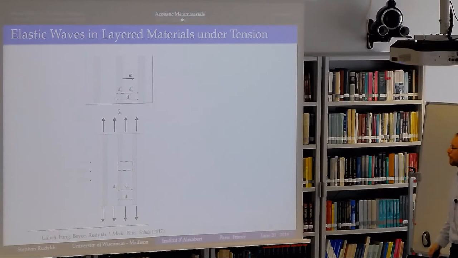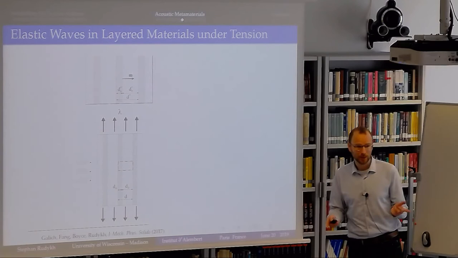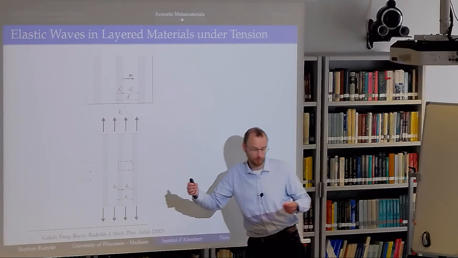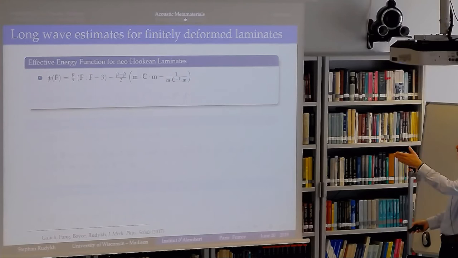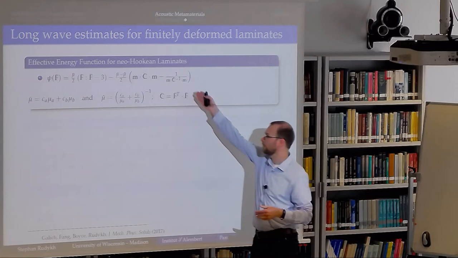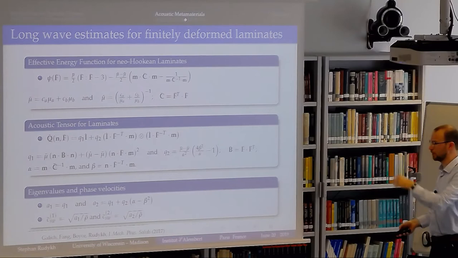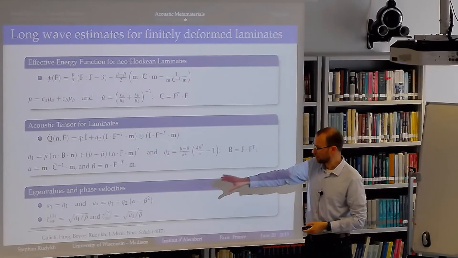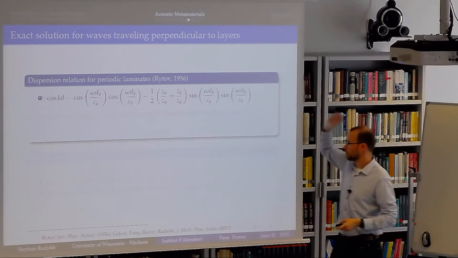So that's a very simple system to look into what is the role of the changes in the material properties, right, stiffening, and the change in the geometrical properties. In this case, it just will be simple thinning of the layers. So then there is an exact solution in large deformation for that. You can construct, based on that exact solution, an effective potential and acoustic tensor, and then you have these phase velocities here. Just some mathematical derivation for that, and that would be a long wave estimate for velocities, but there is also an exact solution for that, so you don't need all this machinery really.